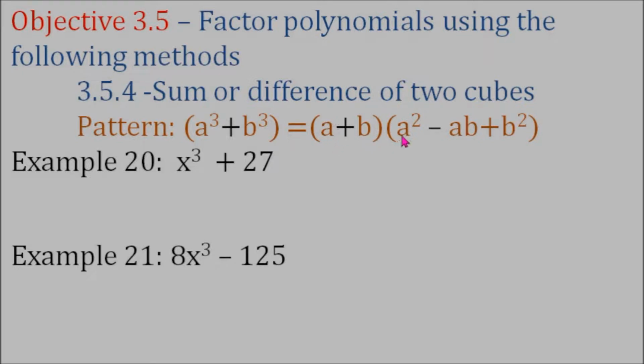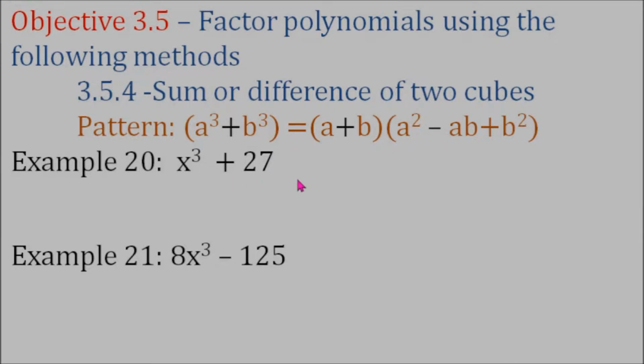first term a, that's a squared. Then we are going to multiply the two terms, a times b, which is ab, and we will just change the sign. We'll make it negative ab. Then we will square the second term b, that's b squared. So example number 20, x cubed plus 27.